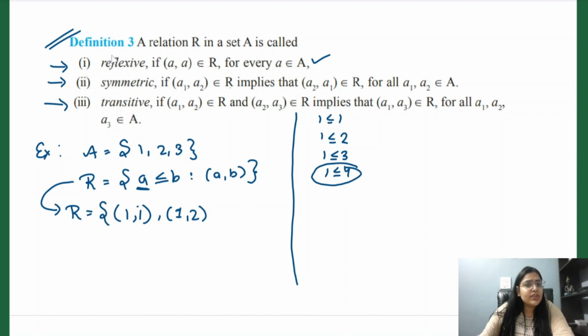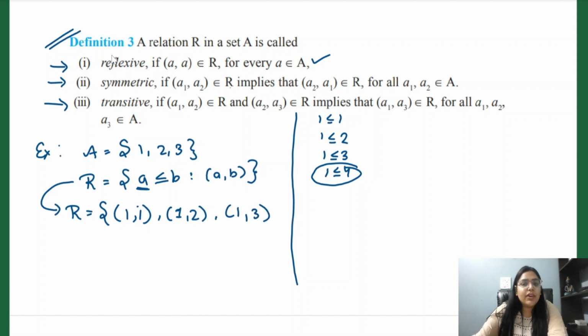1 is also less than equal to 4, but we won't consider this pair. Why? Because 4 is not in our set. We are defining relation on the set, so we cannot take any element, any number, digit or anything other than that set. So for 1 we have 3 pairs. Let's write it down. 1 comma 1, 1 comma 2. The third pair is 1 comma 3.